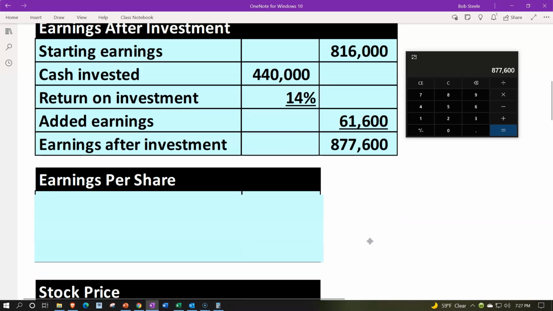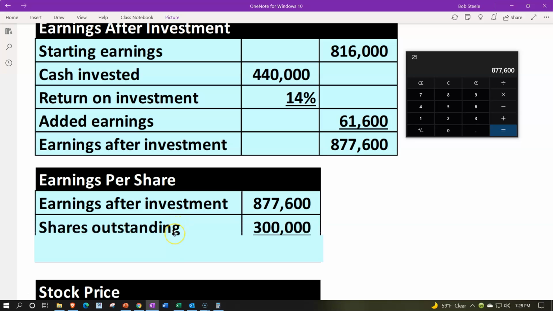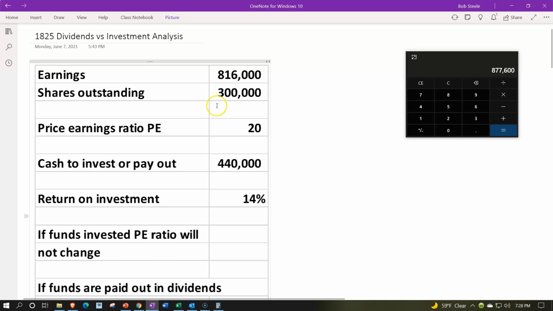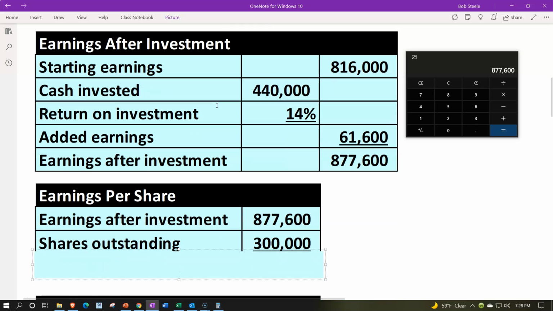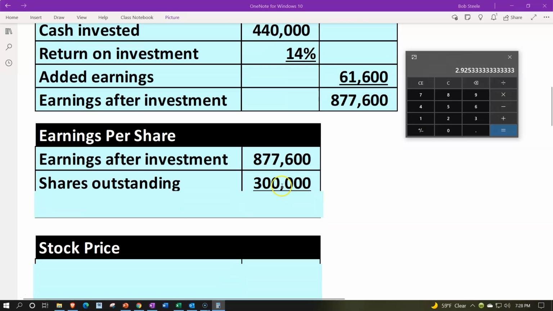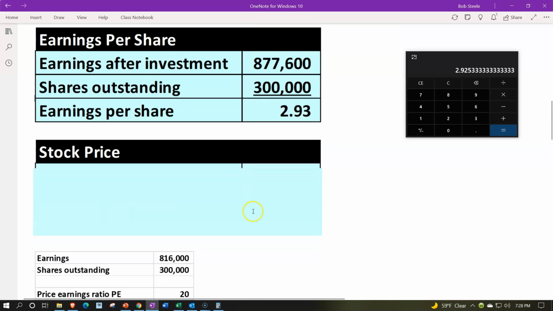So then, what's going to be the earnings per share once that has taken place? We have the earnings after the taxes, the 877,600 that we just calculated. We have the shares outstanding, as we saw up top, of the 300,000 shares. So if we take that amount of earnings, 877,600, divided by 300,000, we're going to get the earnings per share, the EPS, of about 2.93. Then we can think about the stock price.